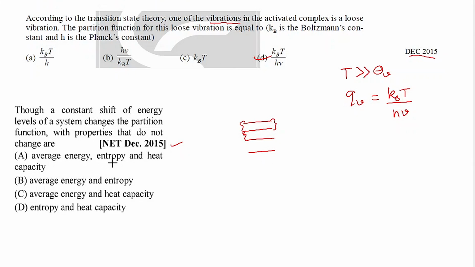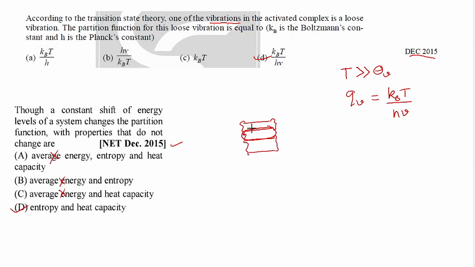We know that the average energy is the energy of all the states, and its value changes with the shift of energy. So average energy will change with the shift of energy. The correct answer will be entropy and heat capacity, because they will not change with a constant shift. If we change the energy spacing, then the value will change, but here we are not changing the energy gaps.